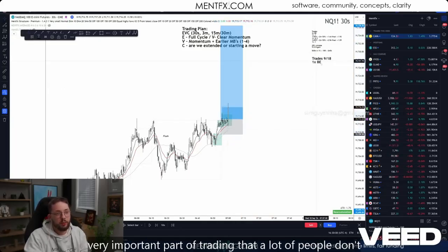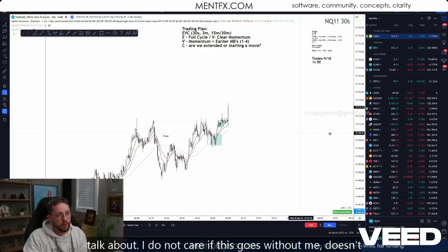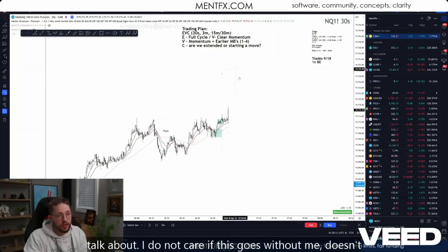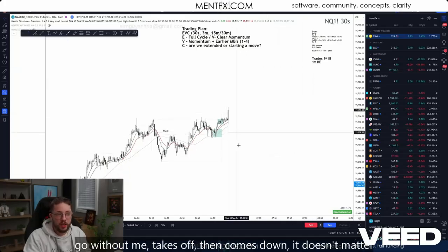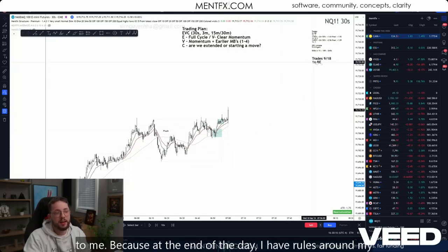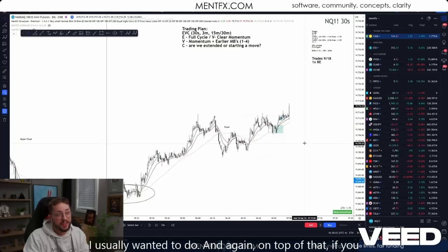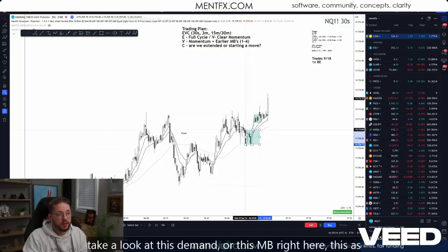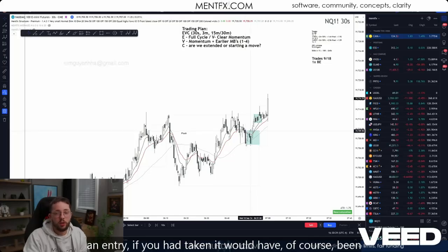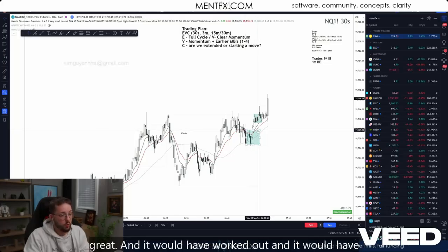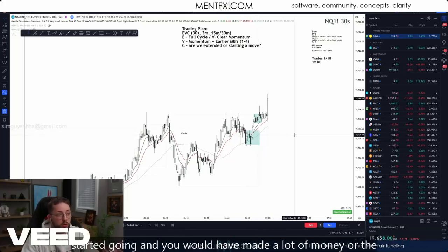This is a very important part of trading that a lot of people don't talk about. I do not care if this goes without me, doesn't go without me, takes off, then comes down. It doesn't matter to me because at the end of the day, I have rules around my management and I don't want to be in a trade that's not proving to do what I usually want it to do. And again, on top of that, if you take a look at this demand or this MB right here, this as an entry, if you had taken it, would have, of course, been great. And it would have worked out and it would have started going and you would have made a lot of money.